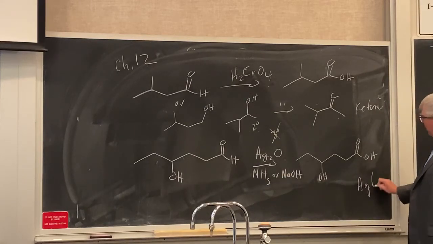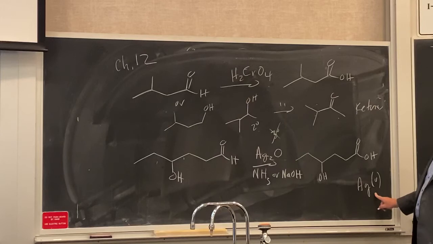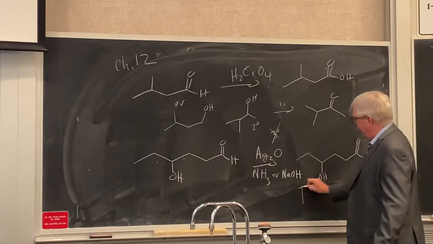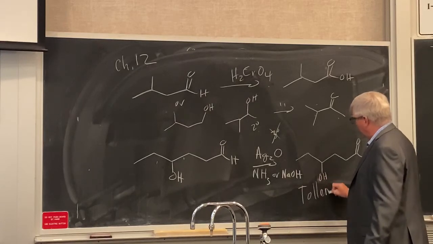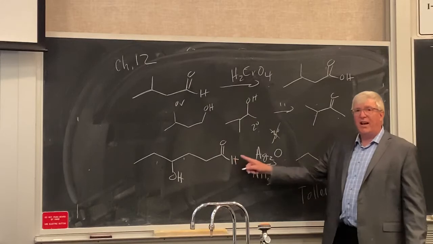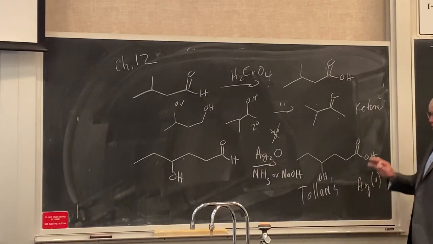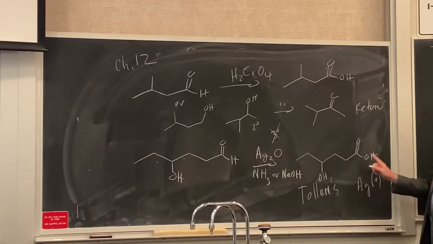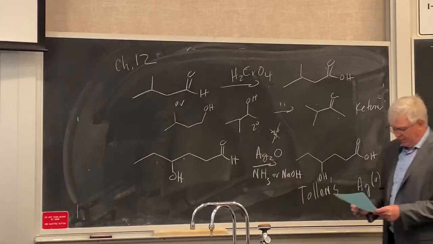The byproduct is actually silver 0, which is the reduced form of silver. It'll form a silver mirror on the flask. We'll see this later on in sugar chemistry. This is the so-called Tollens test for aldehydes. Any aldehyde will work with a silver oxide. If there's anything else in the molecule that can oxidize, it won't, okay? It'll just oxidize the aldehyde.